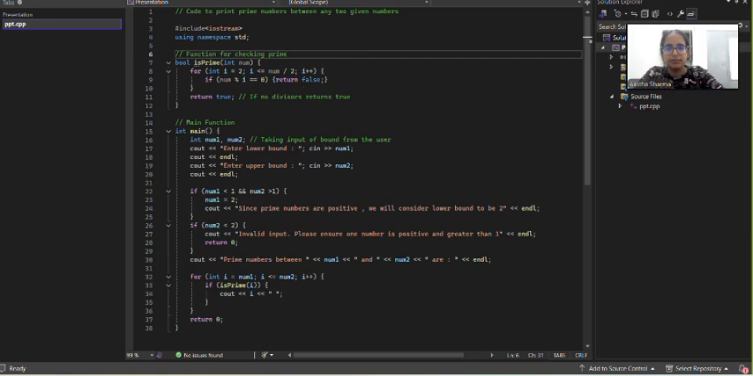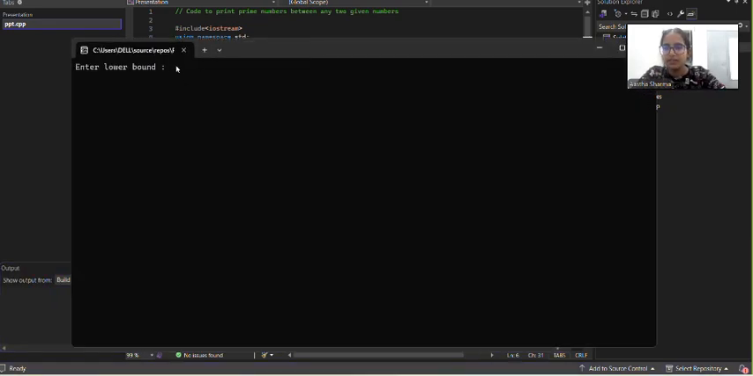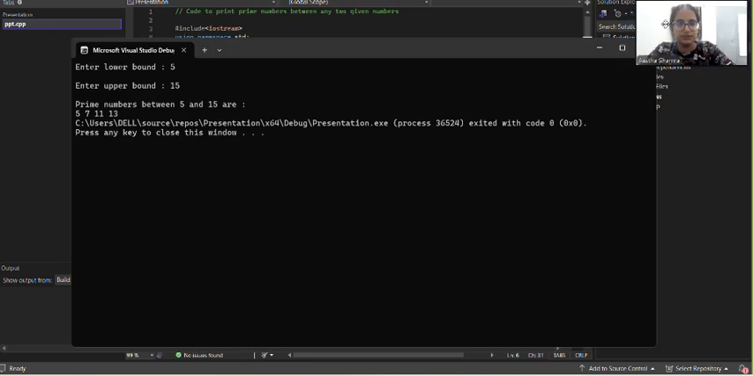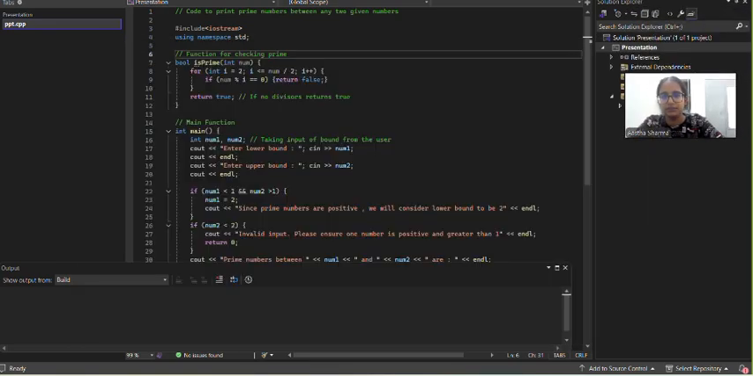Let's have an example by running this code here. Let me enter the lower bound as 5 here and the upper bound as 15. So you can see the prime numbers between 5 and 15 are 5, 7, 11, 13. Let me show some more examples by taking negative integers here.